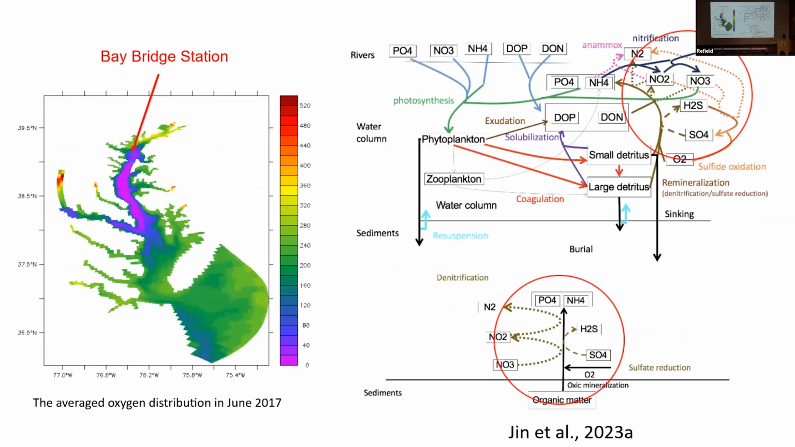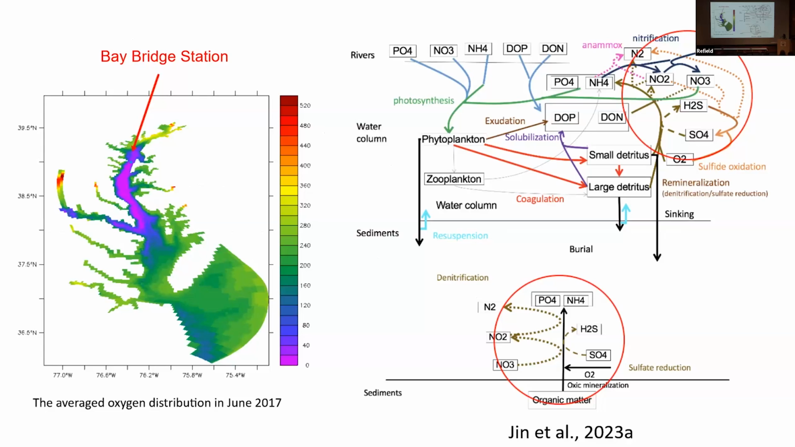Here, the figure on the left is showing the average oxygen distribution in June 2017 for our study area, the Chesapeake Bay. You can clearly see that hypoxia is happening. The blue dot represents the location of the Bay Bridge Station, where we have abundant genomic data.